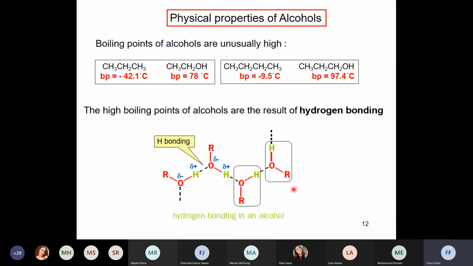This is responsible for the high boiling point of alcohols. Okay, and this is very important in terms of physical properties. They have high boiling point. Carboxylic acid too have high boiling point مثل ما رح نشوف later بعدين.